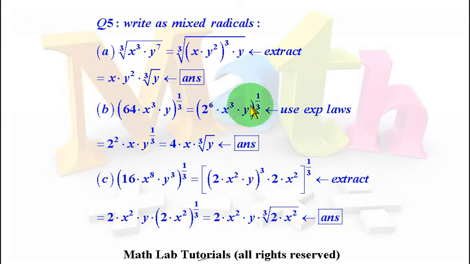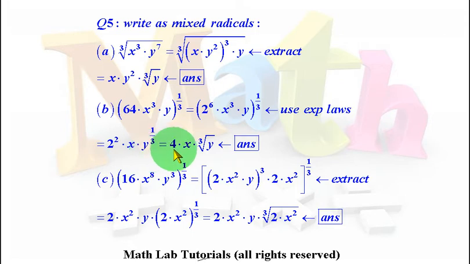And when we use exponent laws, we get 2 to the power 6 dot 1/3, which is 2 to the power 2. And over here we get x to the power 3 dot 1/3, which is just x. And then we have y to the power 1/3. Okay, now you know y to the power 1/3 means cube root. 2 squared is just 4, so we have 4x. And this is just the cube root of y, so we can just rewrite it like so.